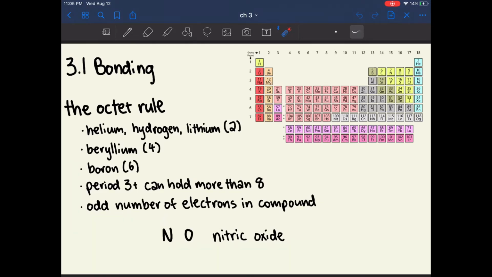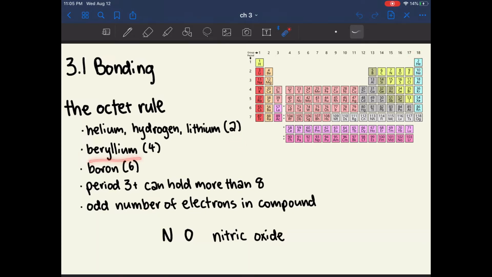So some very notable exceptions to the Octet Rule are helium, hydrogen, and lithium, which are happy with just 2 electrons in their valence shell. And this is because helium and hydrogen are in the first period, which means that they're happiest when only their 1s orbital is filled, because hydrogen's nearest noble gas is helium. And lithium is similar in that it's very hard for lithium to reach the neon configuration, because you would have to add 7 entire electrons to it. So lithium is happiest in its helium configuration, which only has 2 valence electrons.